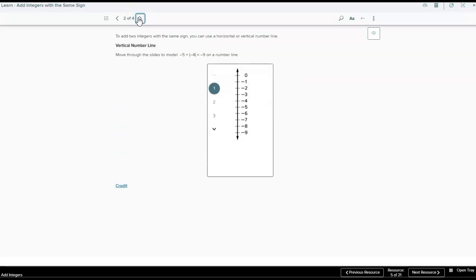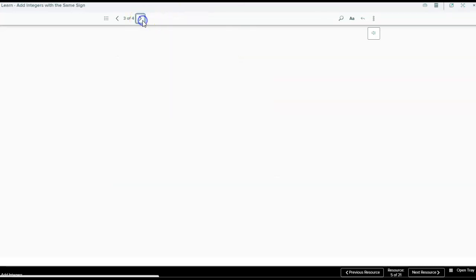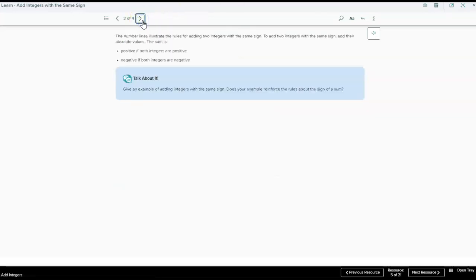We could do the same on a vertical number line. If we start at 0 and we want to add -5 plus -4, we'll go down to -5 and then go down further, -4 more, and we end up at -9. On page 128 in your books, you can follow along. There are some blanks to fill in at the top there.